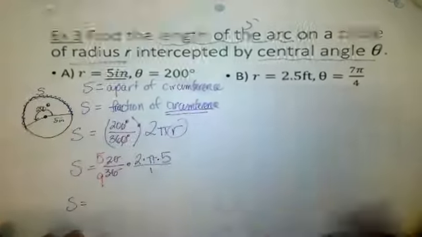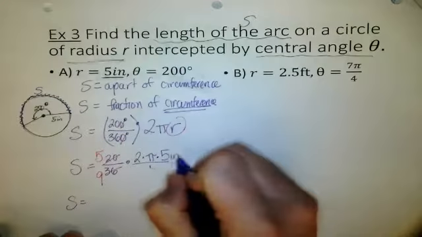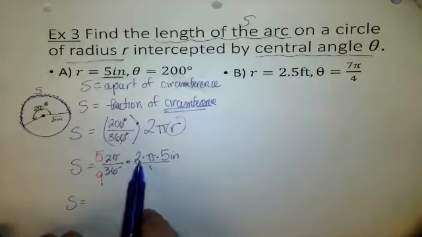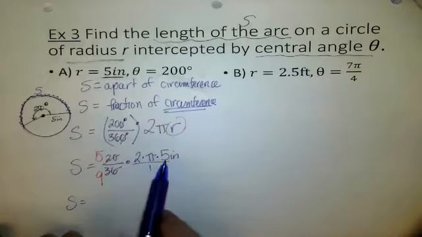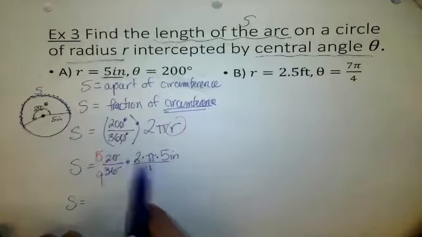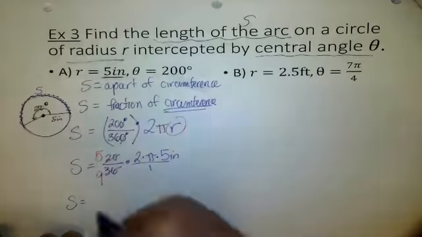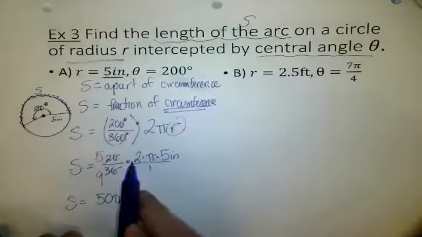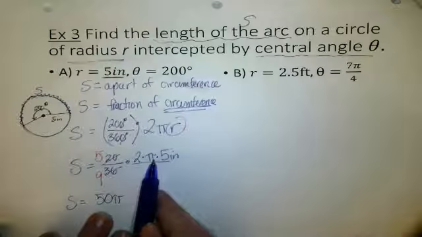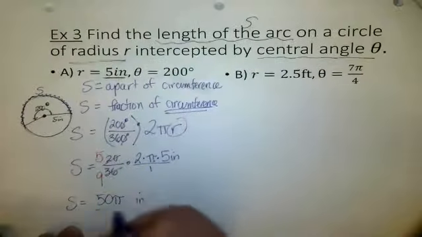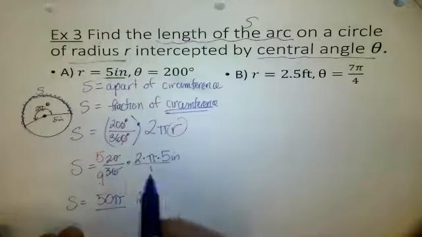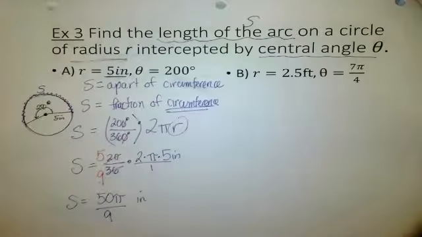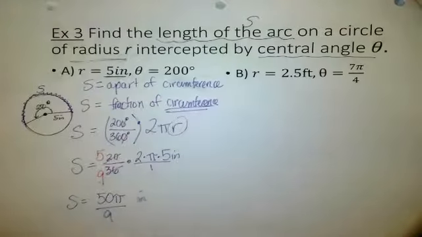And so we get, oh, by the way, this is 5 inches. 5 times 2 times pi times 5. What is that? 50 pi. Very good. 50 pi. 5 times 5 is 25, times 2 is 50, times the pi, inches over 9 times 1, which is just 9. This is a great answer and super fabulous.